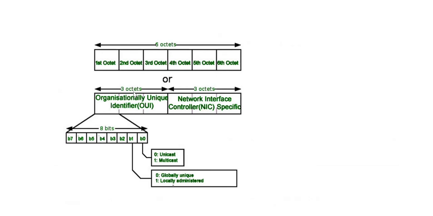If you take the first octet, it has 8 bits. The least significant bit, the B0 bit, can be either 0 or 1. 0 means it is a unicast address, 1 means it is a multicast address. The next bit, B1, if it is 0, is globally unique, and 1 means locally administered. Locally administered means the MAC addresses are maintained locally within the campus.